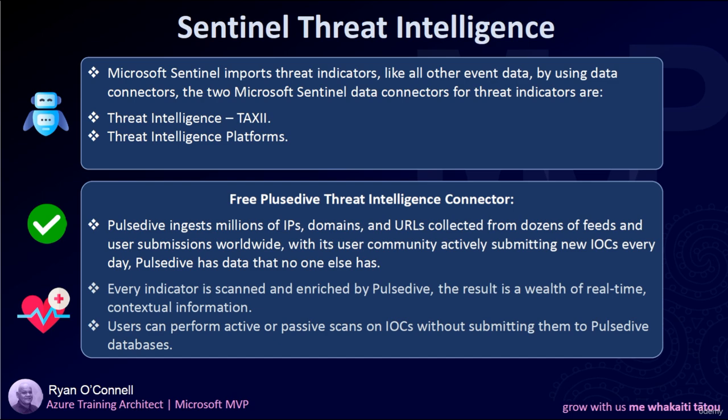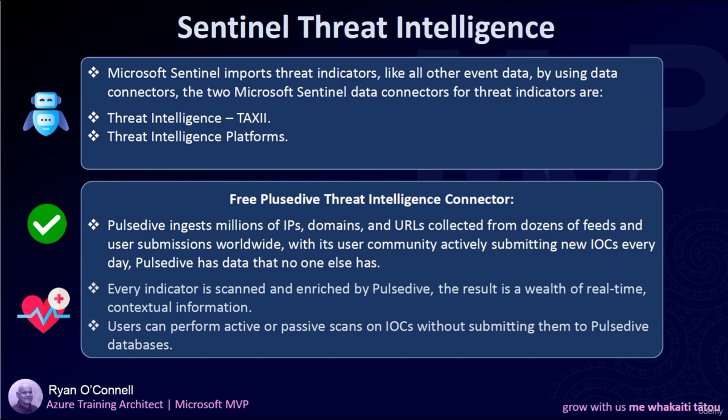Go ahead, search Pulsedive on the internet and create the account for free. It's absolutely amazing, both for the community and for business. They have a community version, which is free, and then they have business versions for enterprise. Pulsedive ingests millions of IPs, domains, and URLs collected from dozens of feeds and user submissions worldwide. With its user community actively submitting new IOCs every day, Pulsedive has data that no one else has.